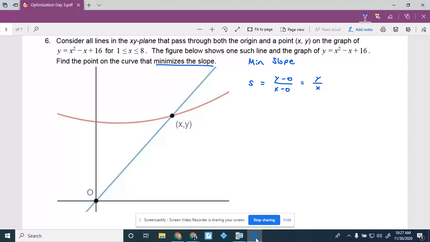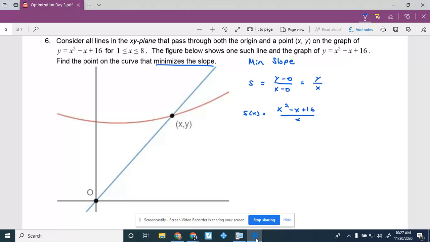That's pretty easy. Now, the same deal as always: you need to get your function in terms of one variable, which just makes the world a lot easier. If only you knew what y was, but you do know what y is on this curve. It's this parabola. So I can rewrite this as my function s of x, which is x squared minus x plus 16, all over x. Now that's a quotient.